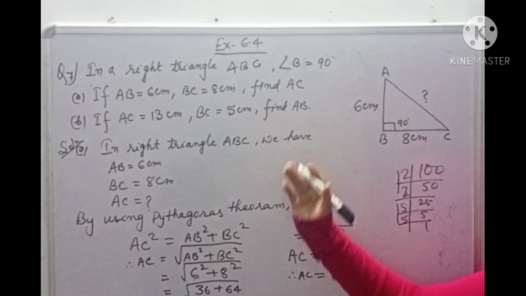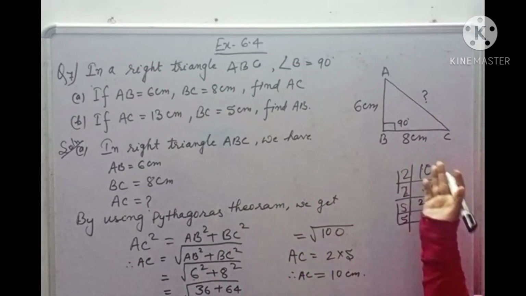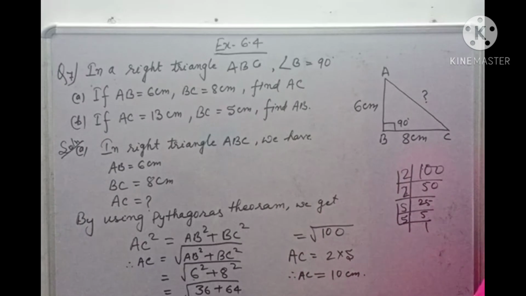Very clearly understand, बहुत अच्छे से. It is very easy, you can understand. We have just used Pythagoras theorem here, and we have to find the square root of 100. After finding the square root of 100 we have got here 10 centimeter. AC is equal to 10 centimeter.